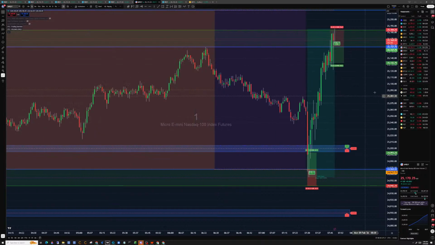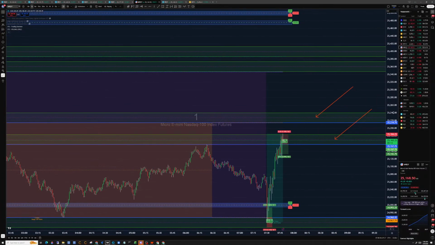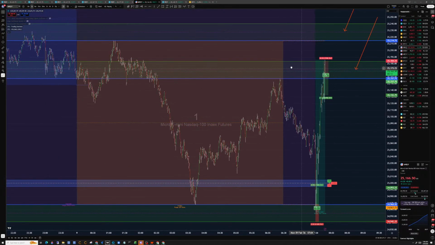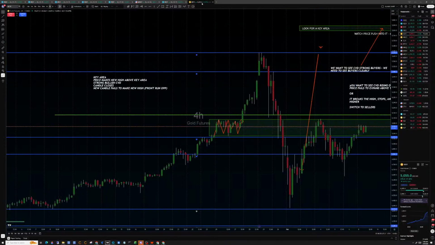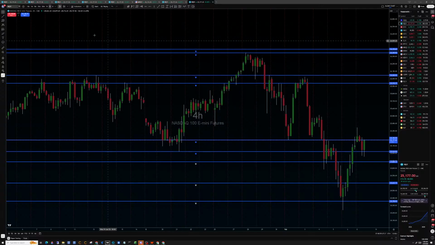But we got plenty of levels. Look, got this level. This level right here, I was thinking maybe we see defense here. I mean, if we continue to go down, maybe we see some defense here.